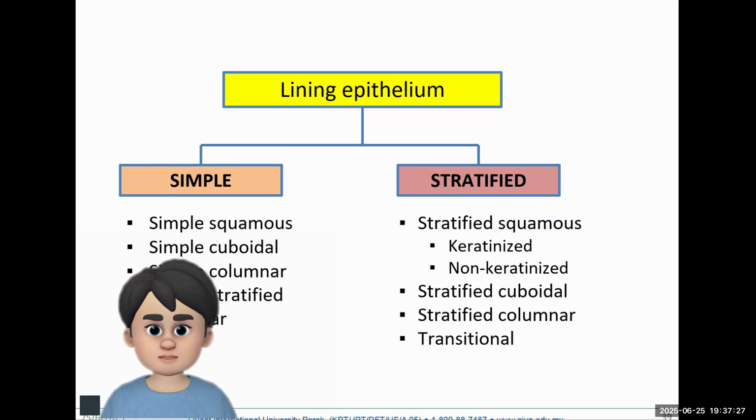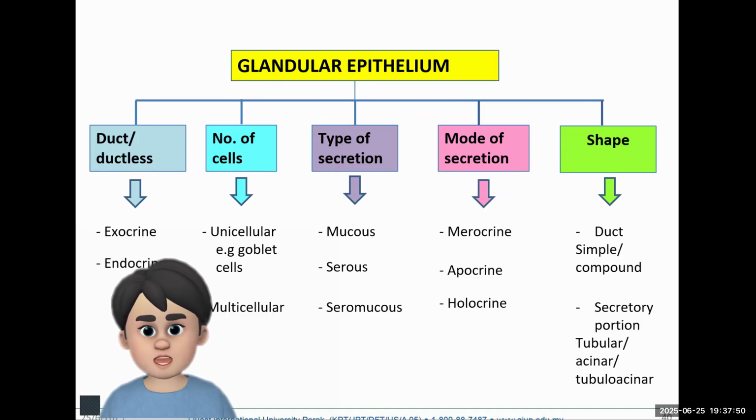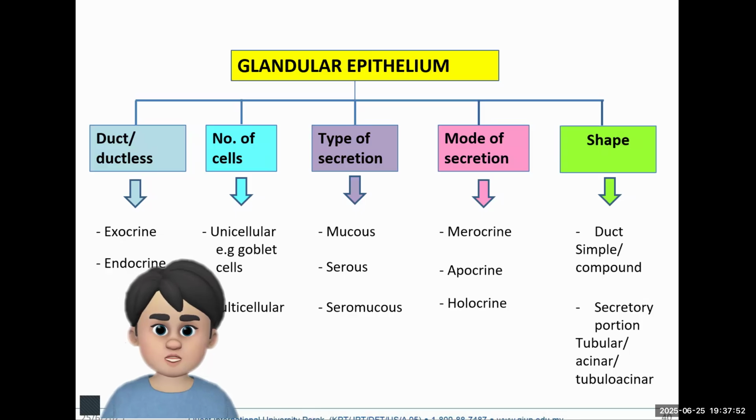So, last slide: glandular epithelium. Duct and ductless: endocrine, exocrine. Number of cells: unicellular, multicellular. Type of secretion: mucous, serous, seromucous. Mode of secretion: merocrine, apocrine, holocrine. Shape: duct simple or compound; secretory portion tubular, acinar, tubuloacinar. Right.